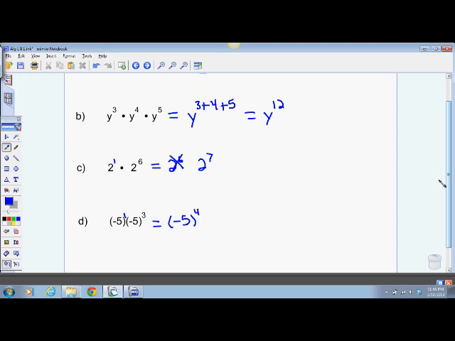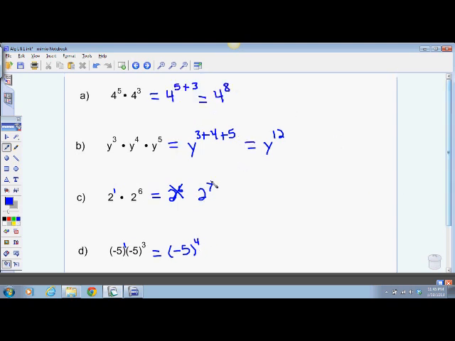Now if you'll notice with all of these, I left them in exponential form. Your directions in your homework will say, write your answers as a power, or write them as a product of powers. Or if it says evaluate, that means they actually want you to fill it out and get a number answer. Okay. A few more examples.